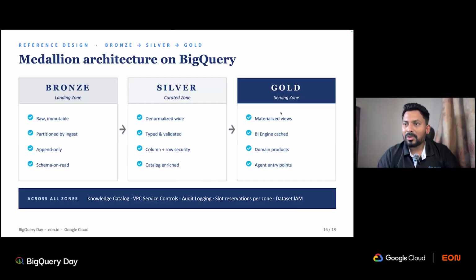Okay, and across all these three zones, a few things matter: security should be across all the layers. It is not the case that you are only considering security at the gold layer. No, you have to think about this horizontal line: the knowledge catalog, VPC service control, audit logging, slot reservation, everything should be across the three layers. Okay, so that is about the Medallion architecture, and it is one of the reference architectures used.